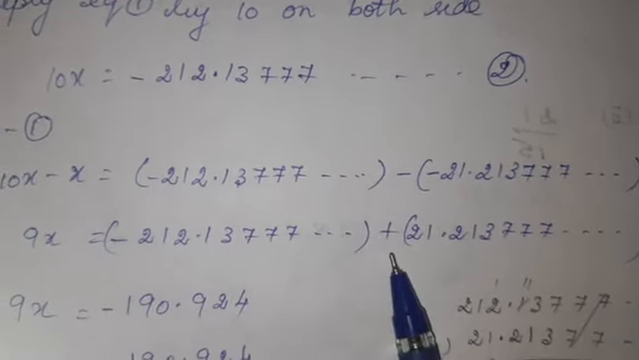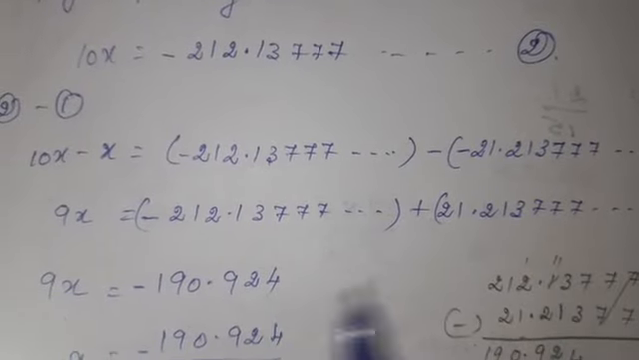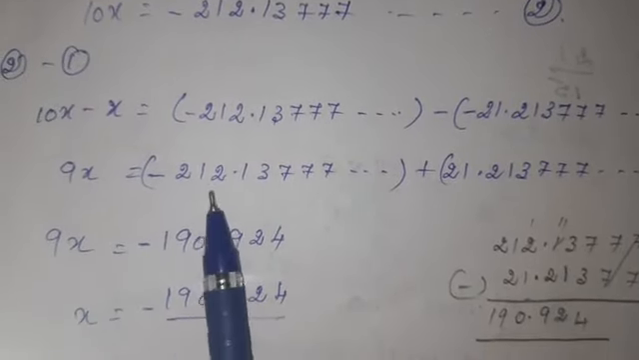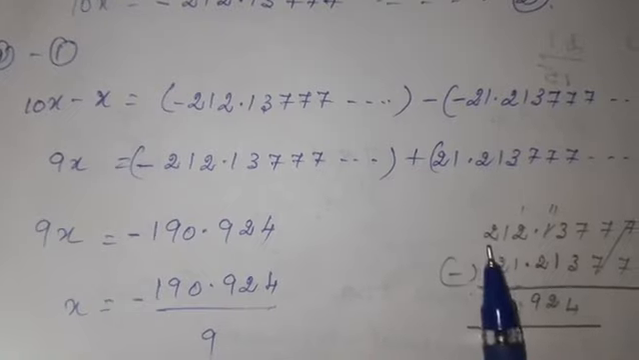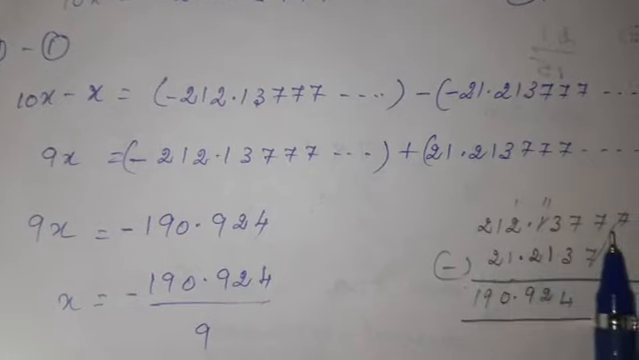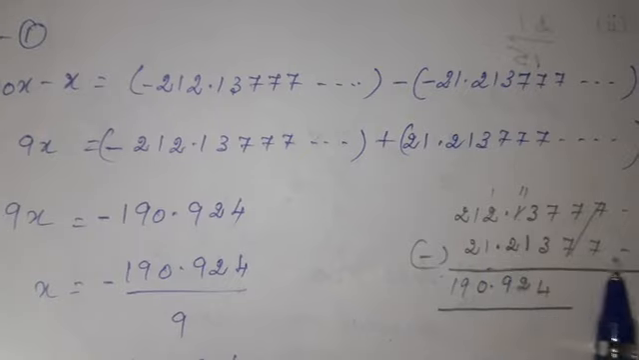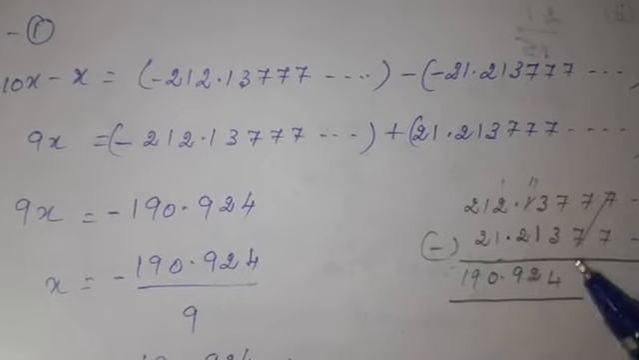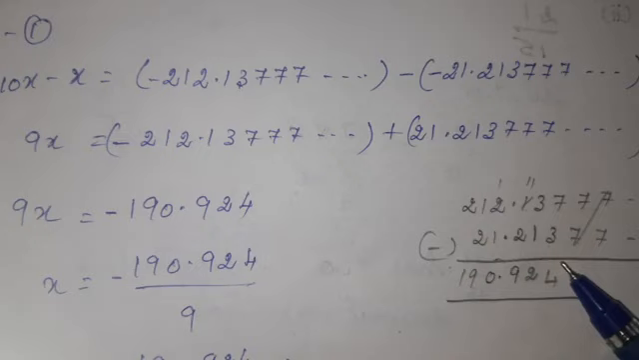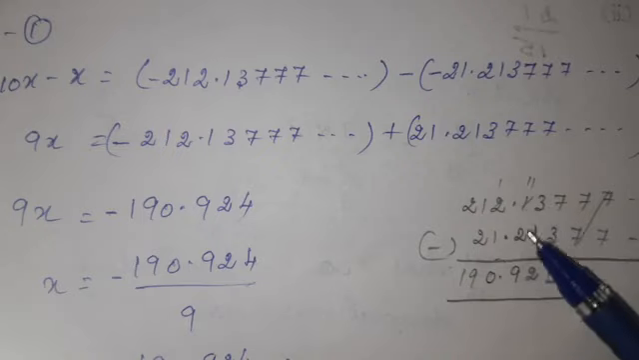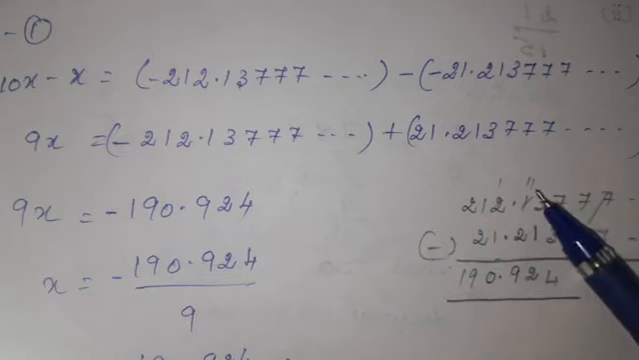plus. For that I am writing one more step. So minus into minus is plus, I am not removing the bracket, is equal to, here in the rough column I have written 212.1377 etc. Here I am writing 21.21377 etc. 7 is same, no? Here when you cancel you will get 0. Then 7 minus 3 is 4. 3 minus 1 is 2. 1 minus 2, here is a small number, so you should borrow here.